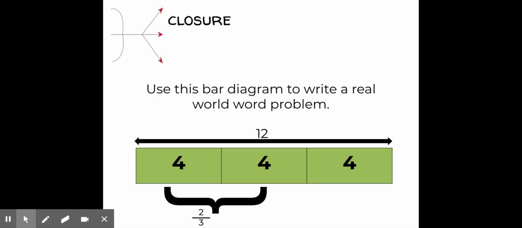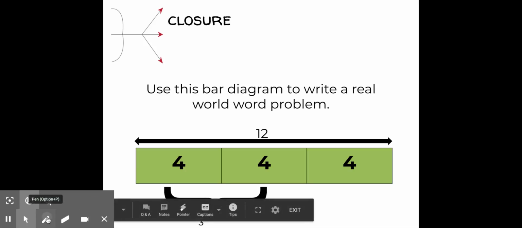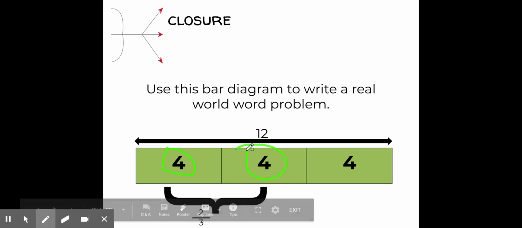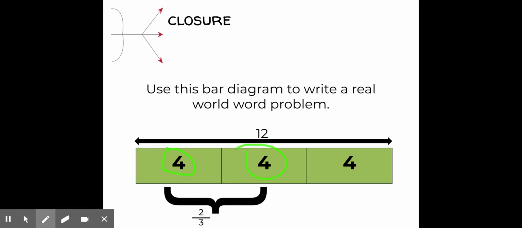I was thinking that maybe somebody had gone to the store and they had $12 to spend at the store. And maybe they only spent 2/3 of their money. How much money did they spend? Well, if they only spent 2/3 of their money, it would be these two. So that means they spent $8.